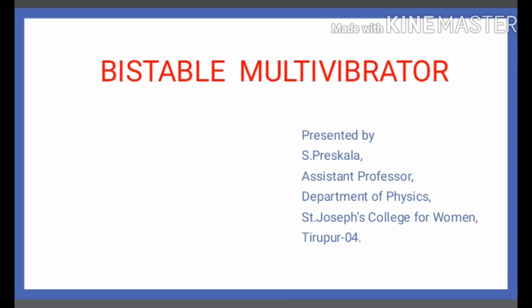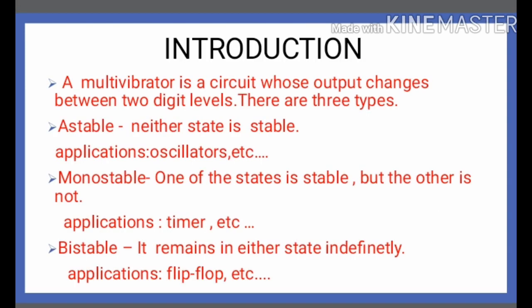In this presentation, I'm going to explain the bistable multivibrator circuit, its working, and its applications. Initially, a multivibrator is a circuit whose output changes between two digit levels, which means 0 and 1.